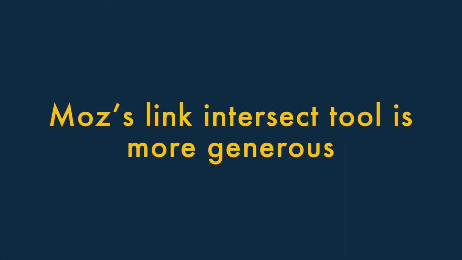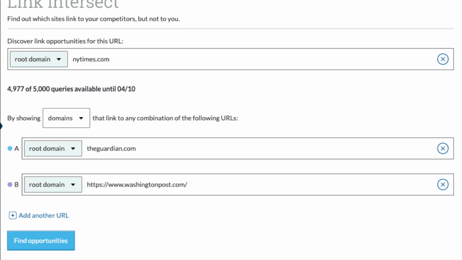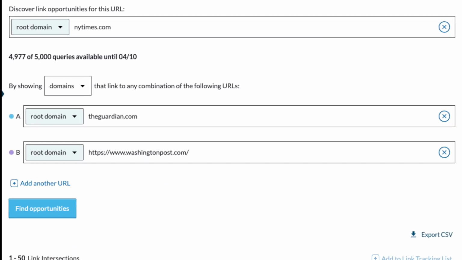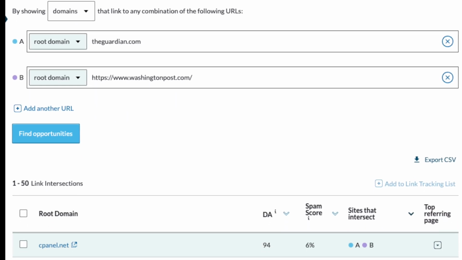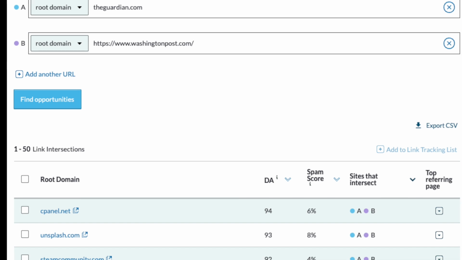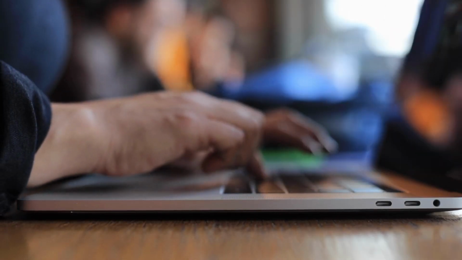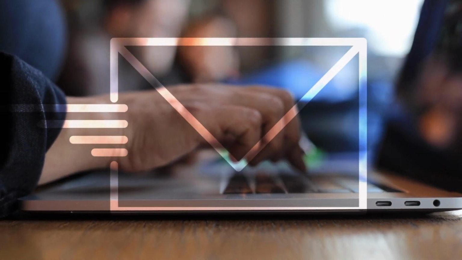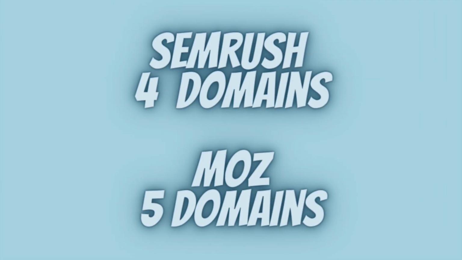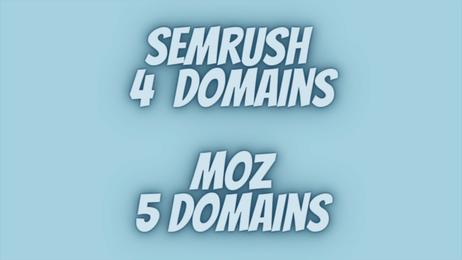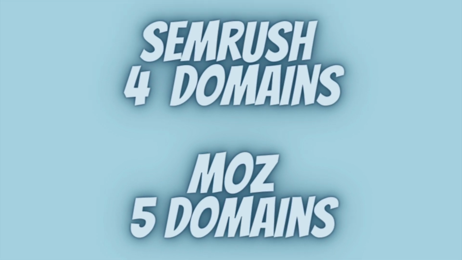5. Moz's Link Intersect tool is more generous. A Link Intersect tool lets you compare your domain against those of your competitors and find out which websites are linking to them but not to you. You can then target those websites and ask their owners to link to you too. While Semrush's Link Intersect tool works with 4 domains, the Moz equivalent works with 5.